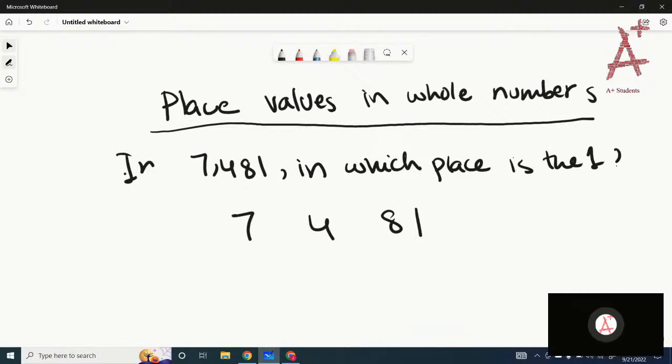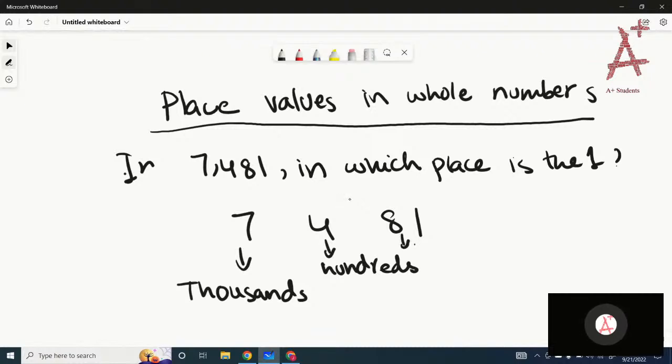So here, when you pronounce this number, 7,481, that means 7 is at the thousands place, 4 is at the hundreds place, 8 is at the tens place, and then this one is at the ones place. So you need to understand the place values of all the digits. 7 is at the thousands place, 4 is at the hundreds place, 8 is at the tens place, and 1 is at the ones place. So you need to see in which place is 1. So that means 1 is on the ones place. Got it?